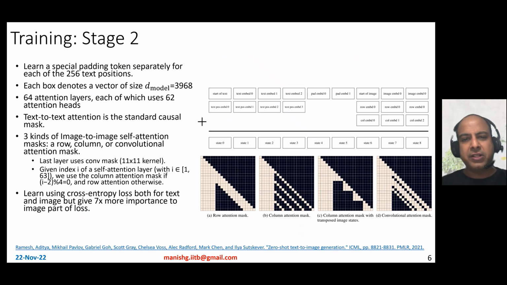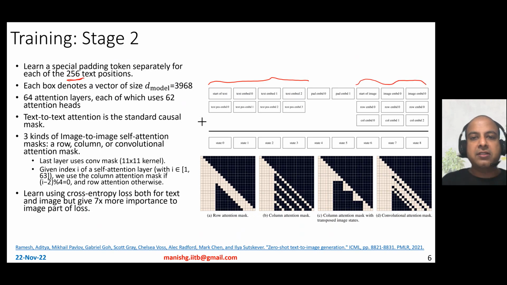The second stage is the transformer stage in DALL-E. The transformer takes, as you can notice, text tokens as well as image tokens. 256 positions are reserved for text tokens. If the caption is less than 256 tokens, it is padded using a padding token, which is specially learned for every position. It's not the same padding token used across, but a padding token per position is learned. Each of those representations is 3968 long. That's the dimensionality that DALL-E uses, pretty large at that, right? DALL-E has 64 attention layers, each of which uses 62 attention heads. So again, pretty massive in that sense.